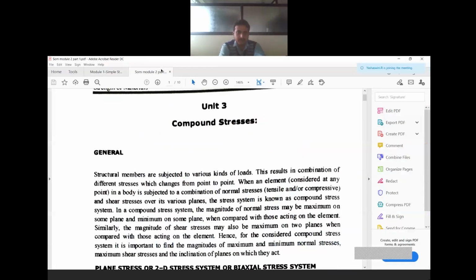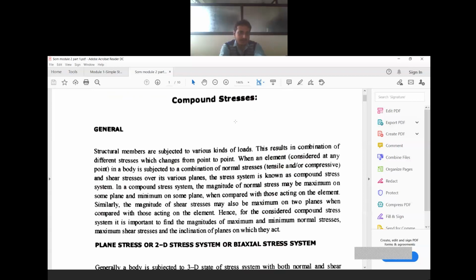See here, we have this second module, compound stresses. What are these compound stresses? What is simple stress? What is compound stress? Why do we encounter all these things? We shall understand in this module. Basically, there are different types of stresses: tensile stresses, compressive stresses, shear stresses, temperature stresses, etc.